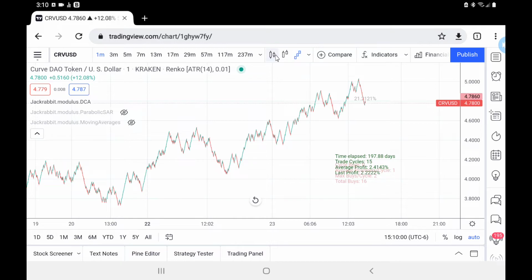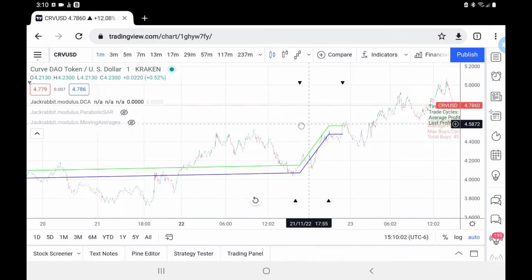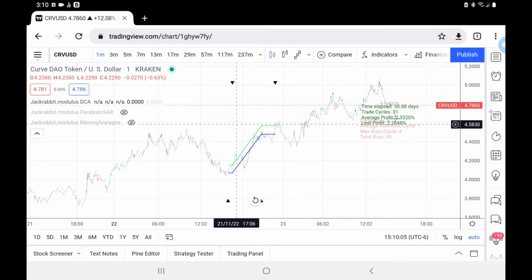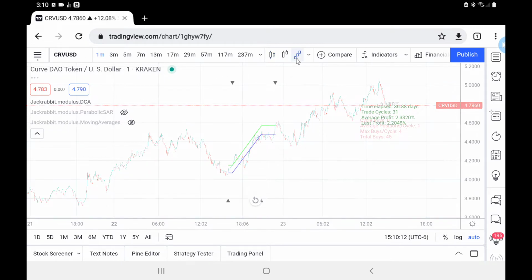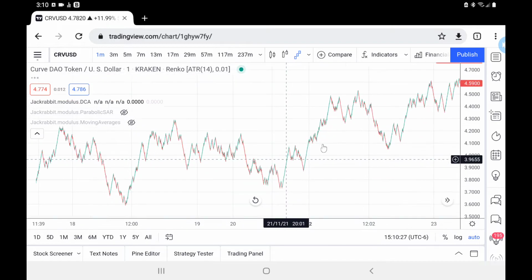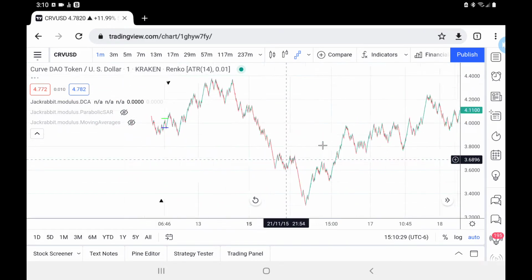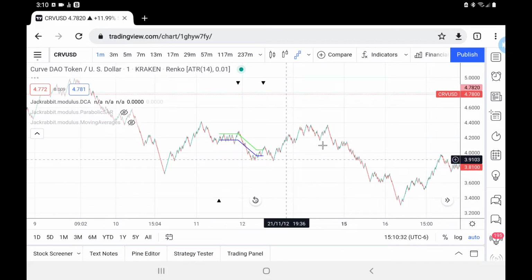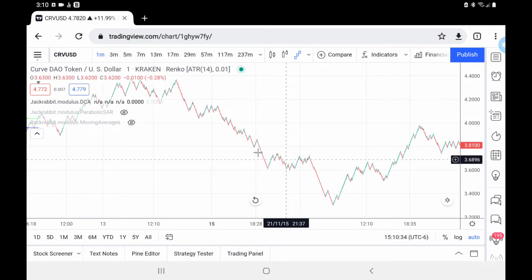Here is the original. 31 with a 2.3% average profit. Renko, 2.4 with 15 trade cycles. Now let's go see if we can find a transaction. Okay, here's a transaction in Renko.